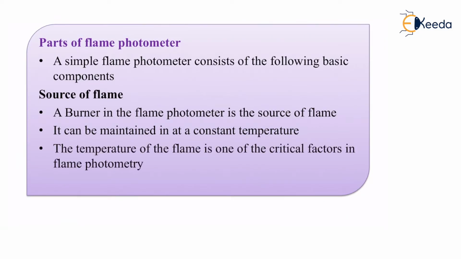The temperature of the flame is one of the critical factors in flame photometry. The entire flame photometry happens because of the temperature. So that is the reason why temperature itself becomes a critical factor, and it is important for us to understand that the temperature should remain constant.